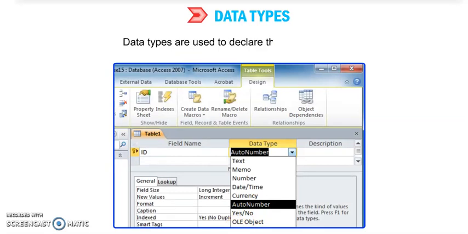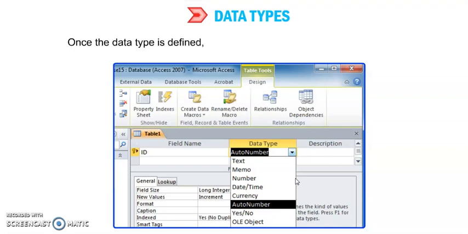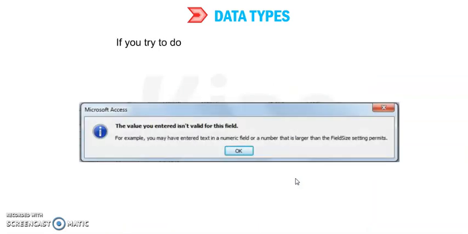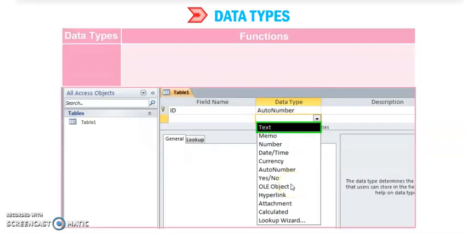In Access, there are some data types. We have to restrict that field to those data types only. We have to define a data type for every field. Data types are used to declare the fields of a table. A data type determines the type of data a particular field can accept. Once the data type is defined, you cannot enter a different type of data in it. If you try to do so, an error message will be displayed. The following table describes the different available data types in MS Access 2007.